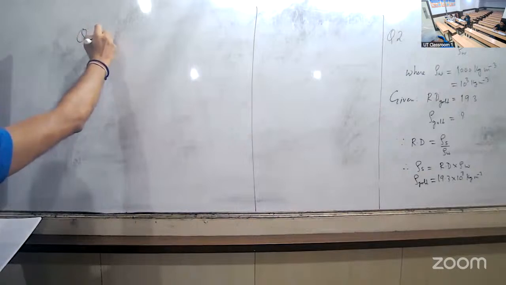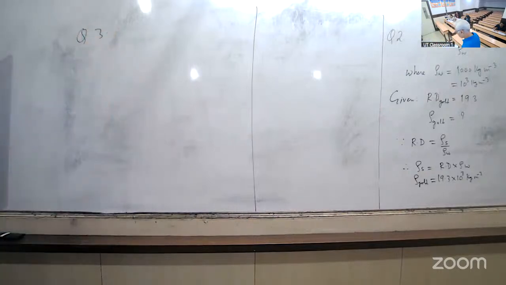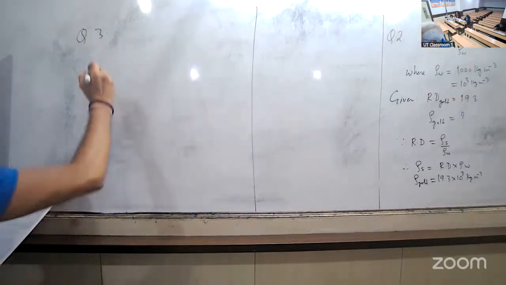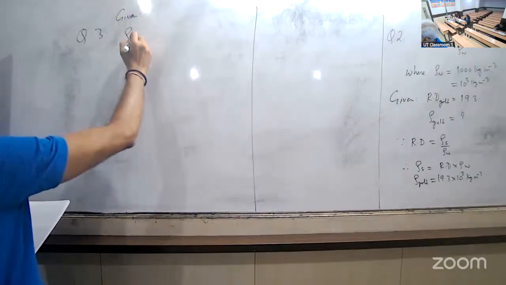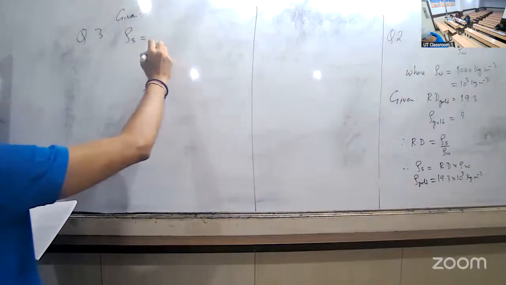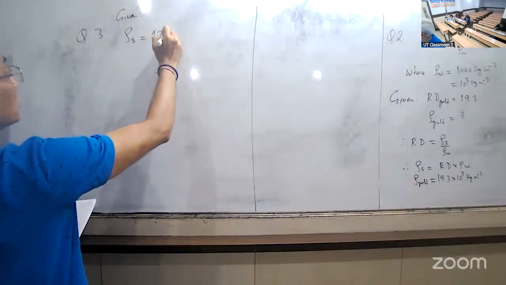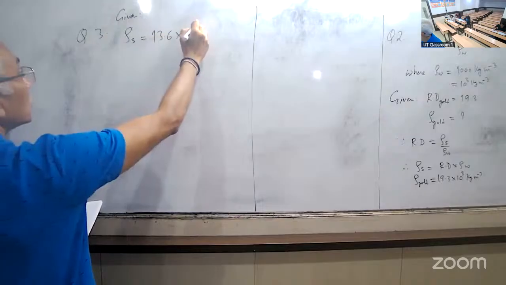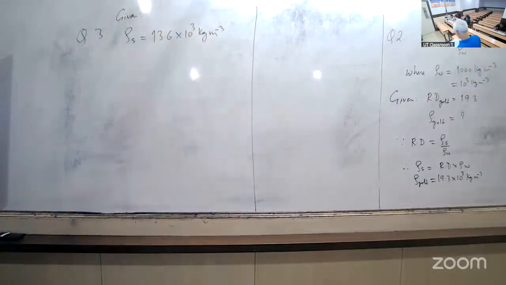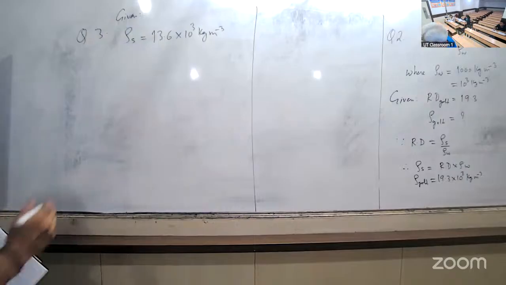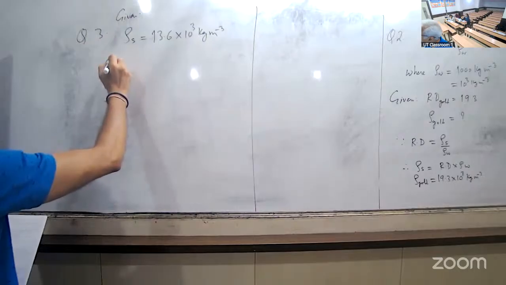Question number 3. What is given here? Density of mercury. Let's call this as density of substance. What is given here? 13.6 into 10 raised to 3 kg per meter cube. So what you have to do? First you have to express it in gram per centimeter cube.